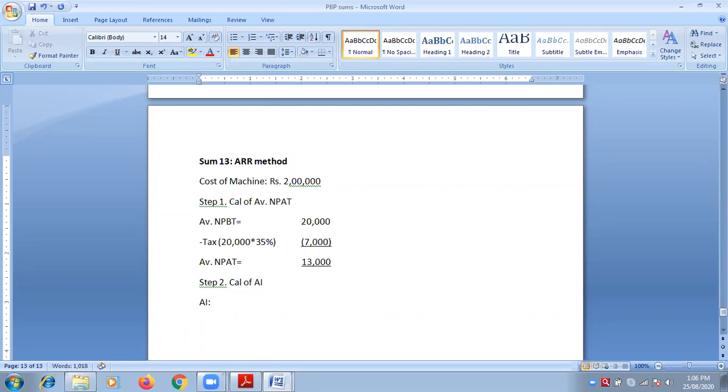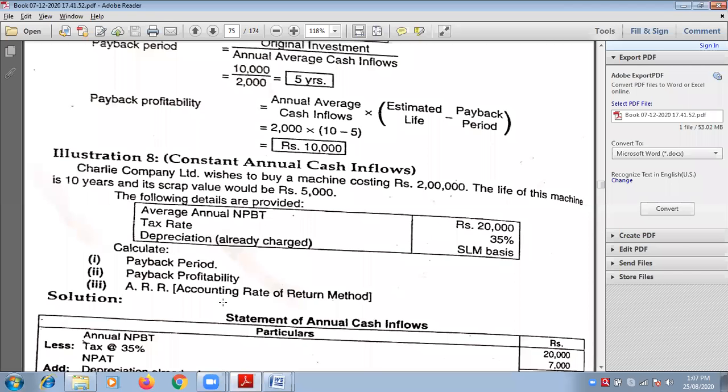What is the formula for AI now? Is the scrap value given in the question? You have to think before using the formula. Is the scrap value given in the question? Say yes or no. Yes. Okay, look at the question. If you don't remember, look at the question. Scrap value is 5,000. Yes, it is given.